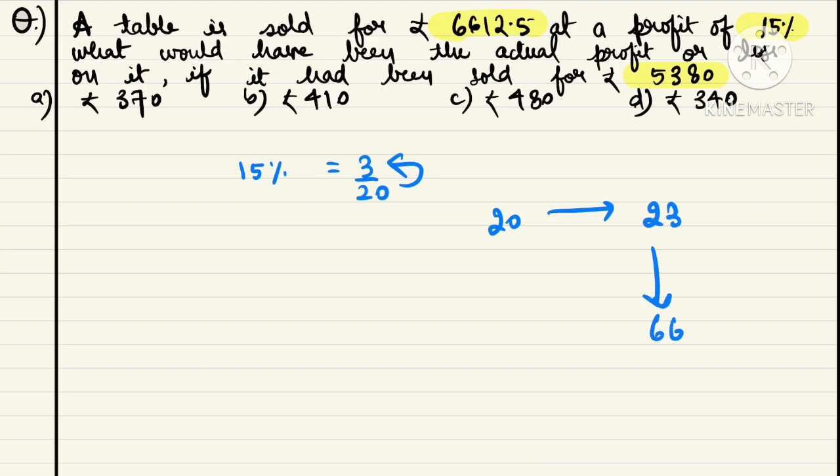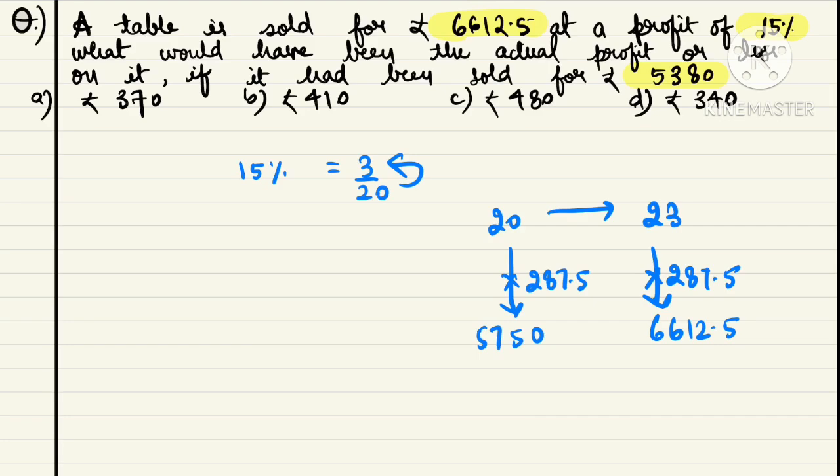and selling price is 6612.5. Fine. So first we will cancel it. So we will get 287.5. Here we will also multiply it by 287.5. So what will be the cost price here? So your cost price will be 5,750.